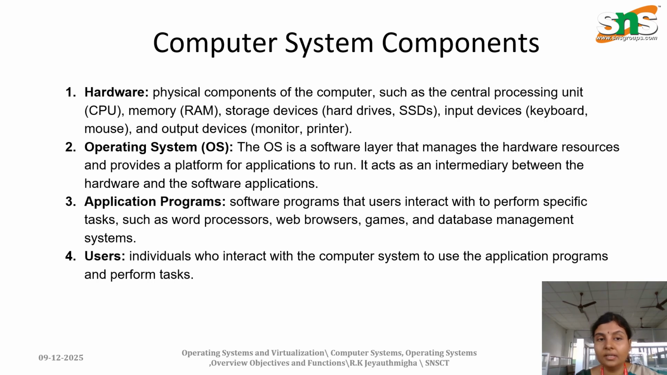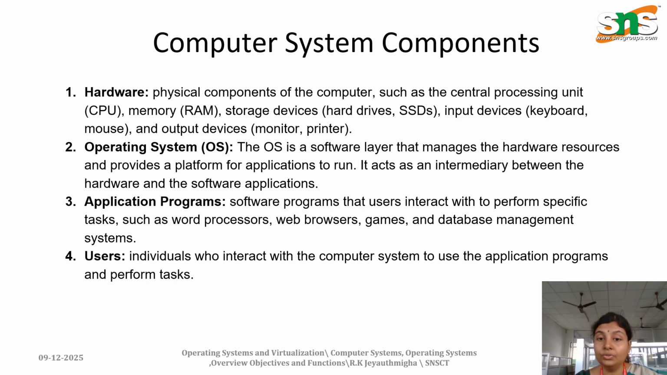Hardware may be the physical components of the computer, such as the central processing unit, memory, storage devices, input devices, and output devices. Operating system is a software layer that manages the hardware resources and provides a platform for applications to run. It acts as an intermediary between the hardware and the software applications.